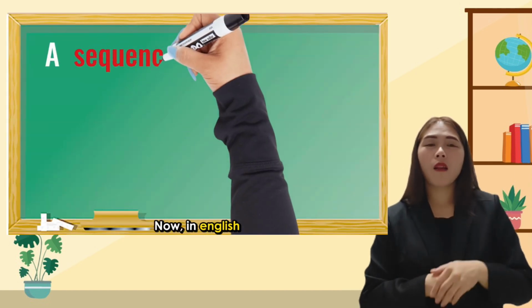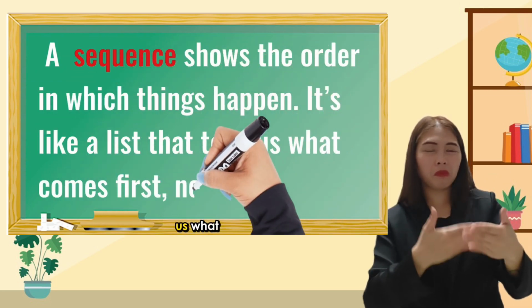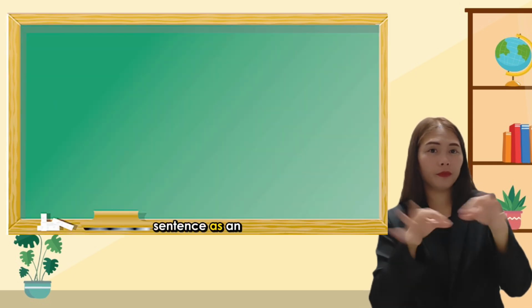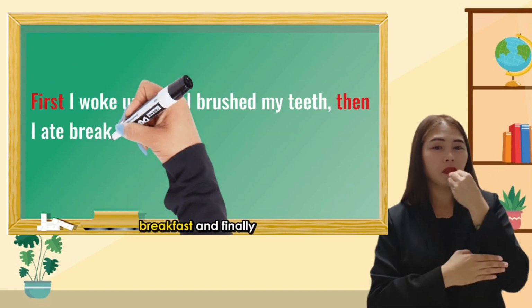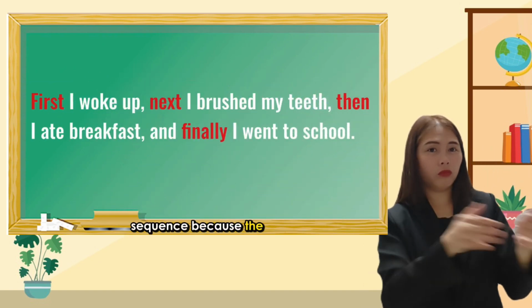Now in English, a sequence shows the order in which things happen. It's like a list that tells us what comes first, next, and last. Let's have the sentence as an example. First I woke up, next, I brushed my teeth, then I ate breakfast, and finally, I went to school. See, that's a sequence because the events are in order.